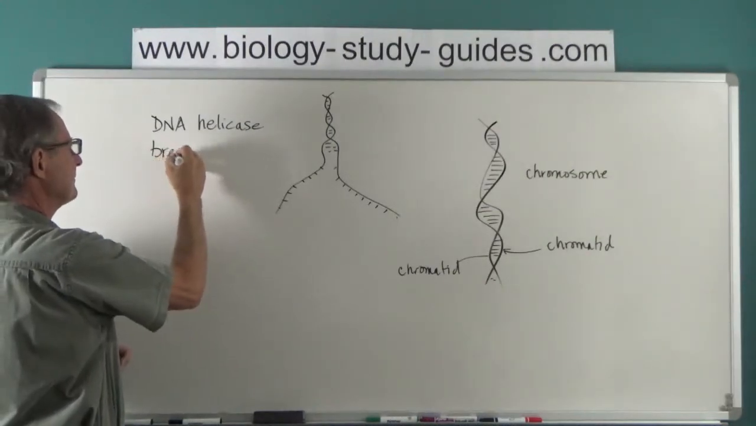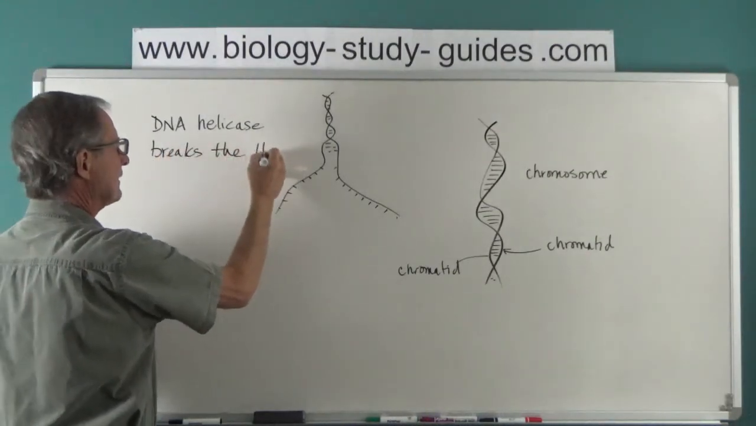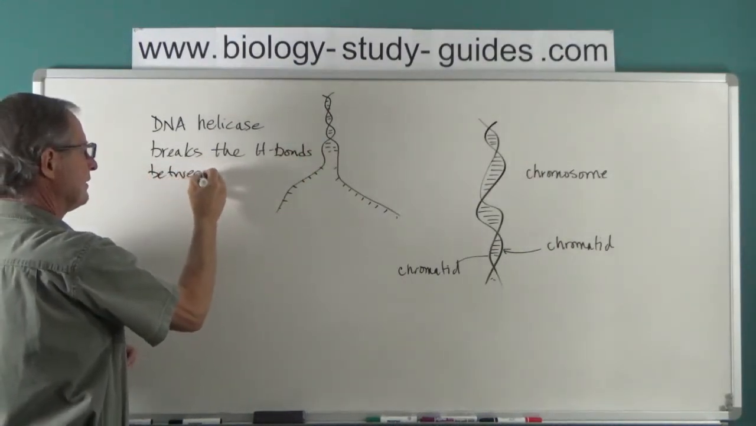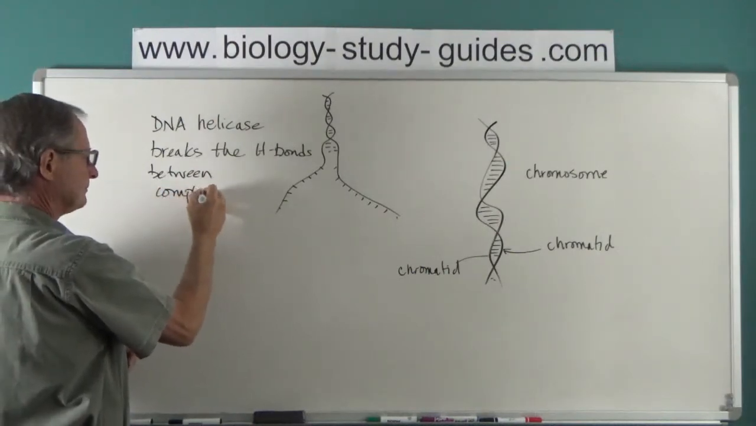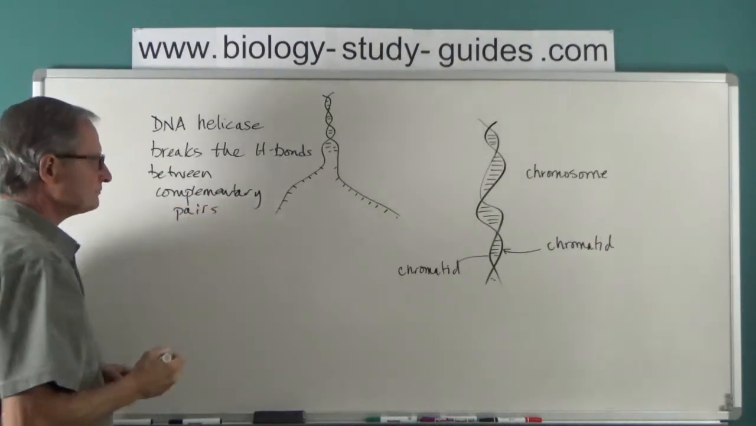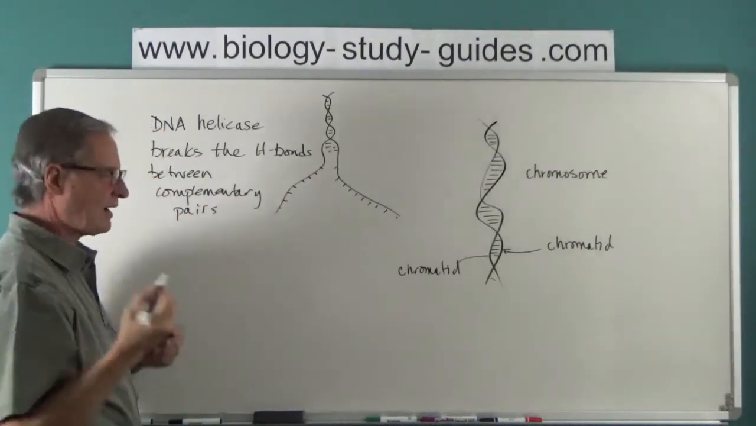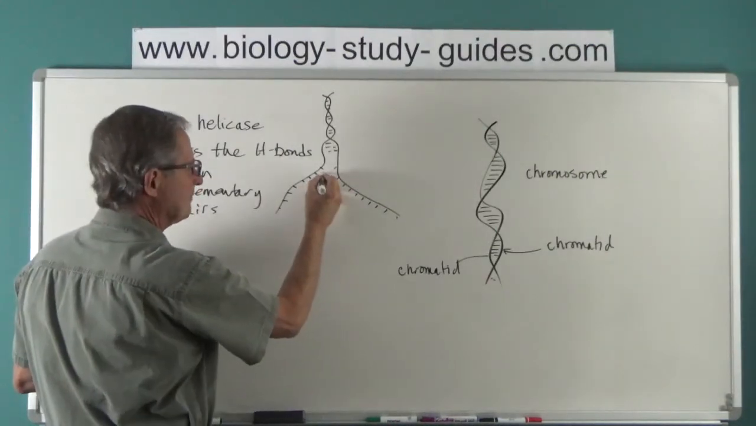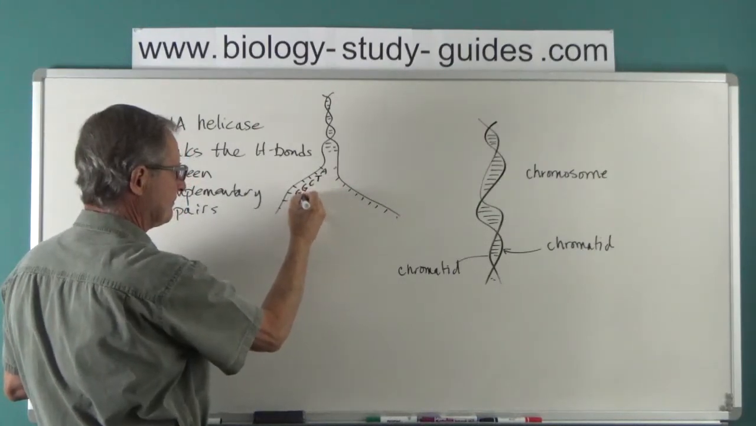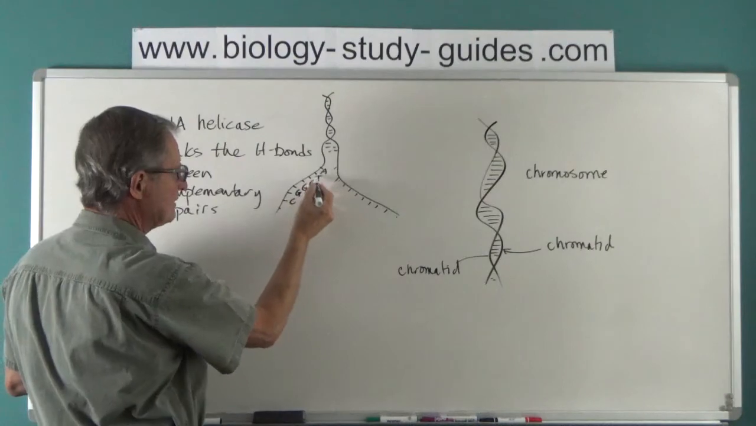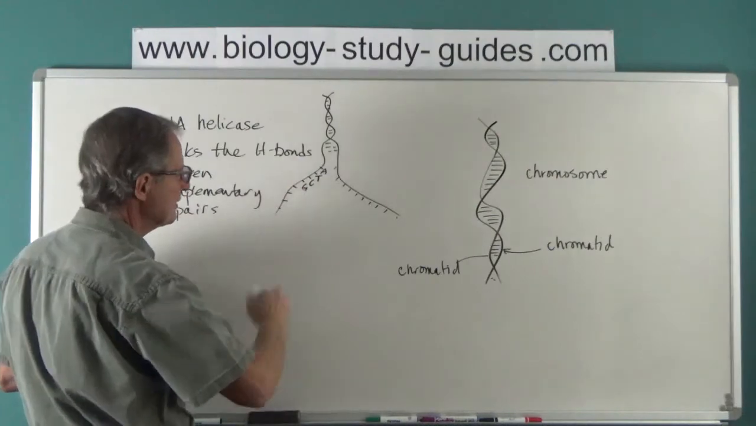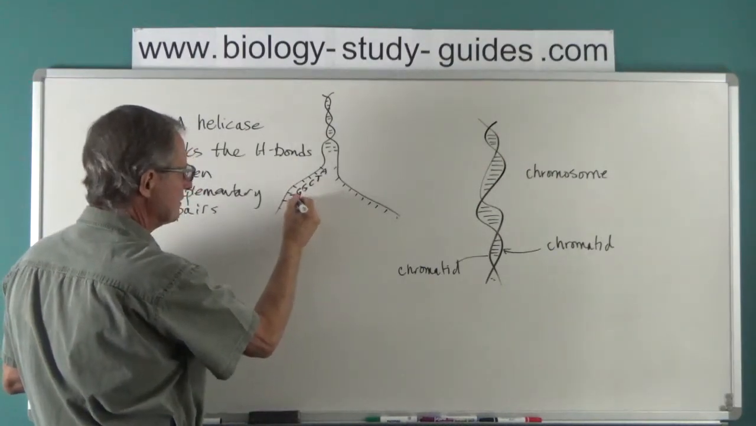So it breaks the H bonds between complementary bases. Now, I'm going to come up with a little bit of a base sequence here. A, T, C, G, G. I've got an extra space in here, hang on. G, T, C, A.